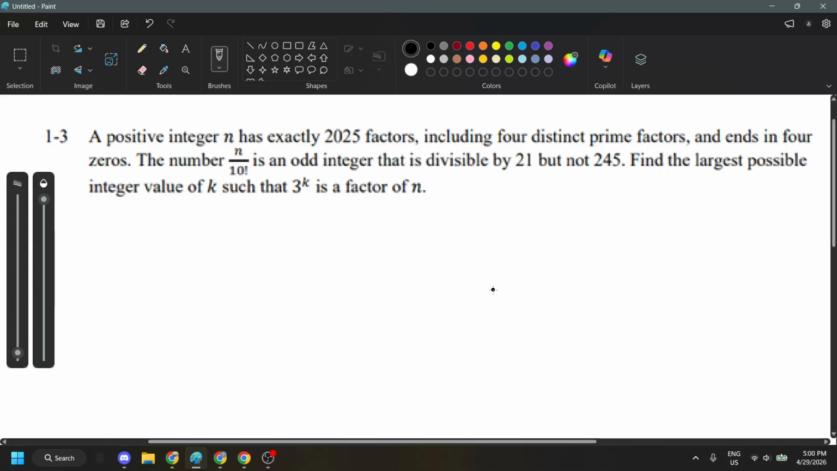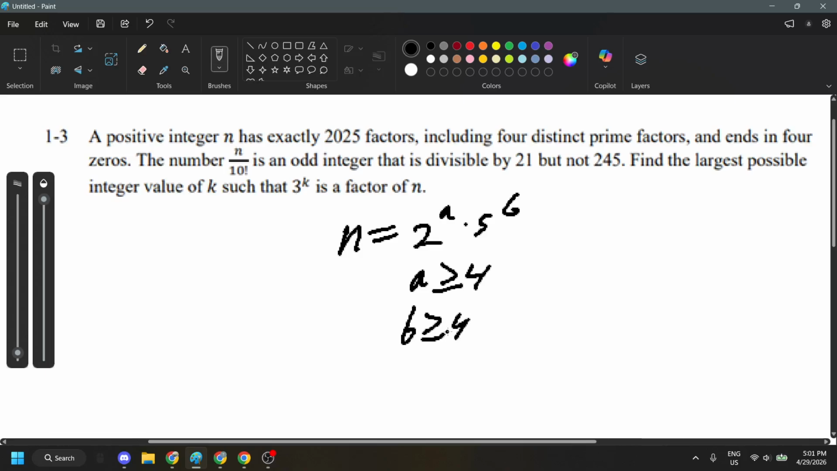Okay, so if it ends in 4 zeros, and we know that n is equal to 2 to the a times 5 to the b. A is greater than or equal to 4. B is greater than or equal to 4. If a is greater than 4, then b can't be greater. Okay.